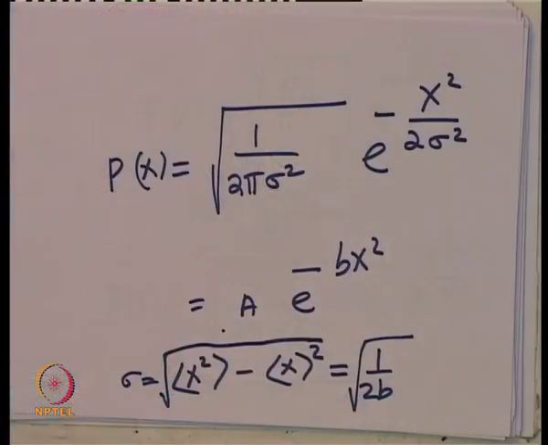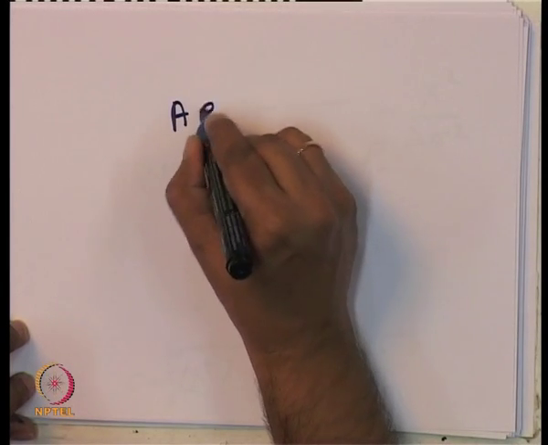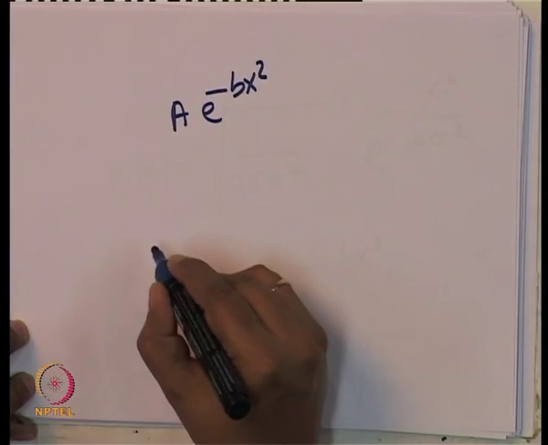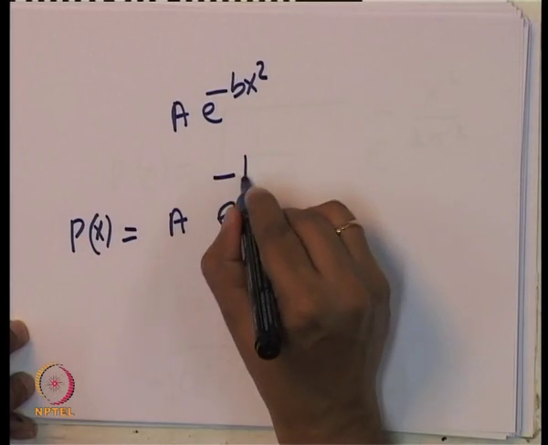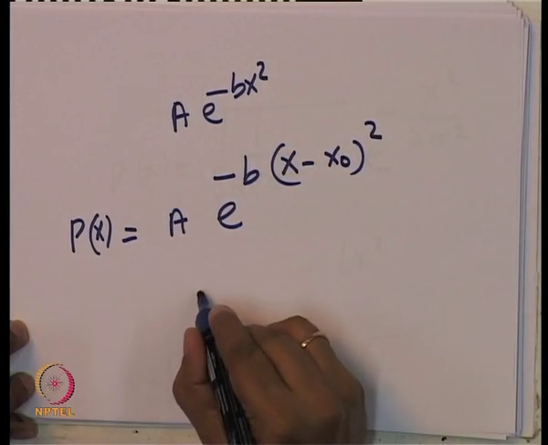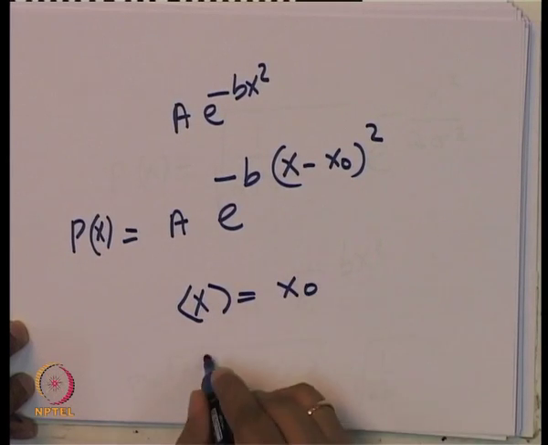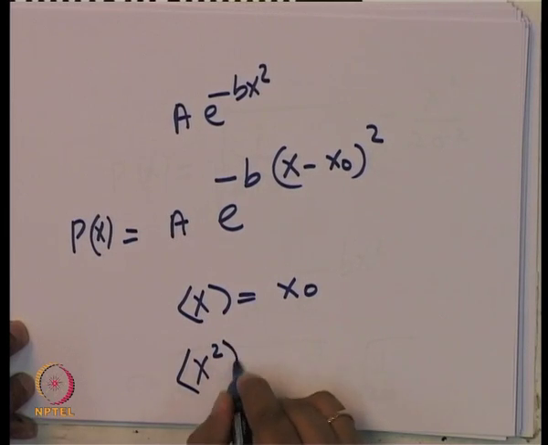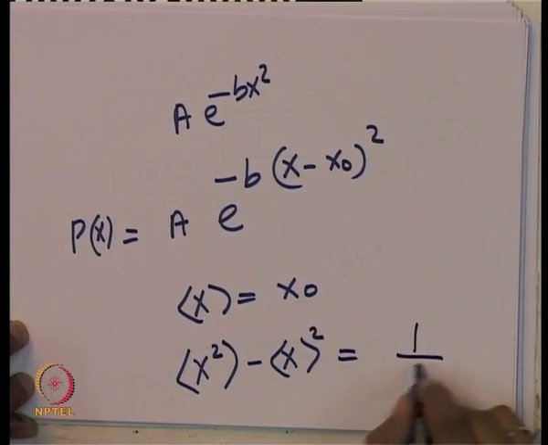Now, the function we took was a e power minus b x square. If you had taken the function P of x equal to a e power minus b (x minus x 0) whole square, you would have got the same answer, except that x average would be x 0, and x square average minus x average square you would have got 1 over 2 b.